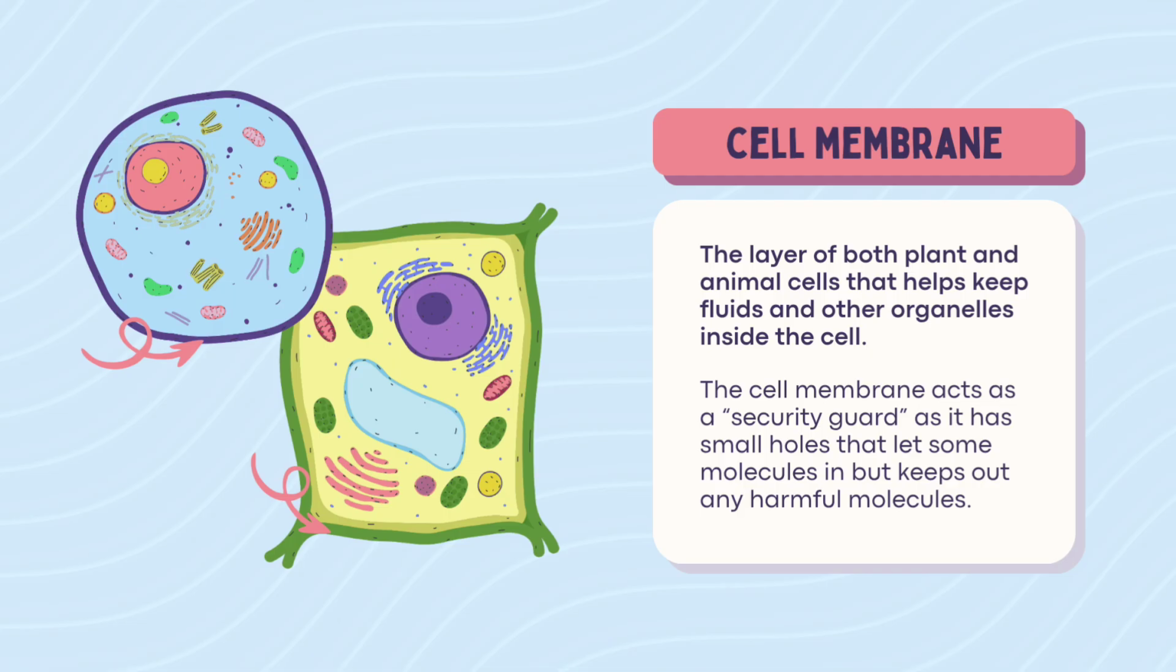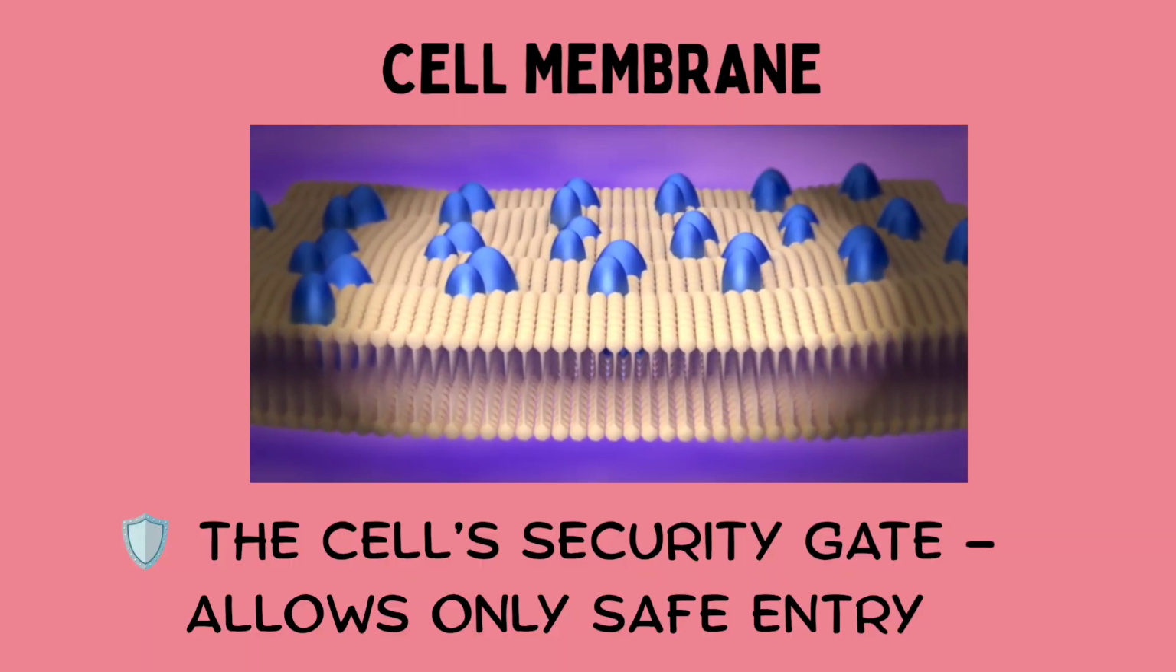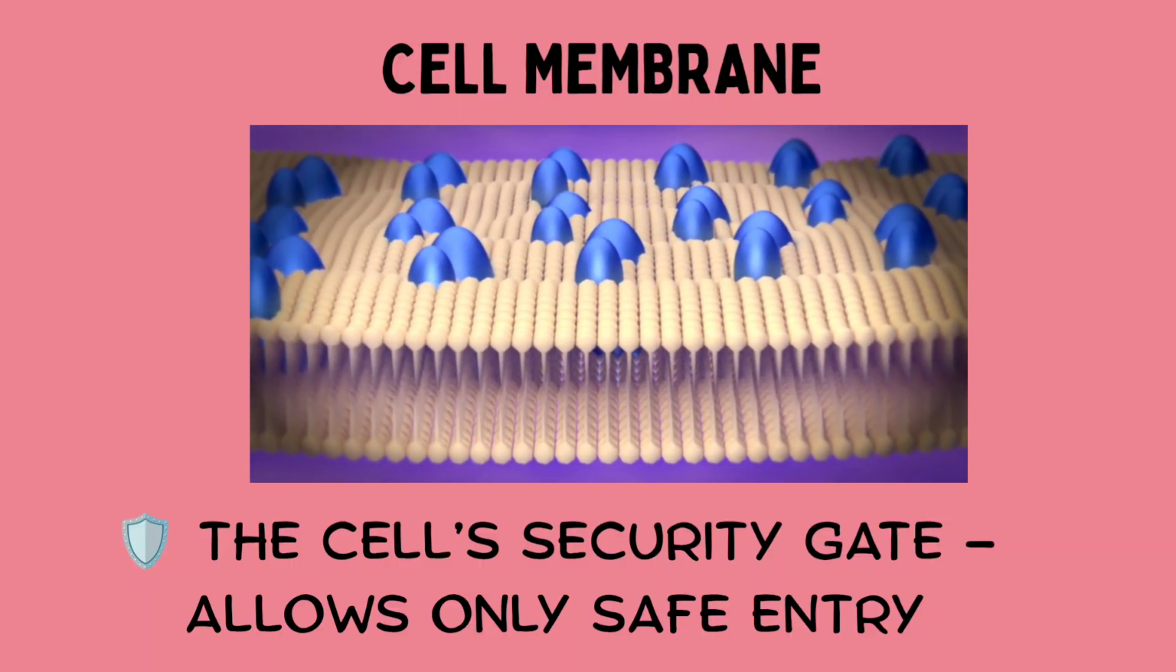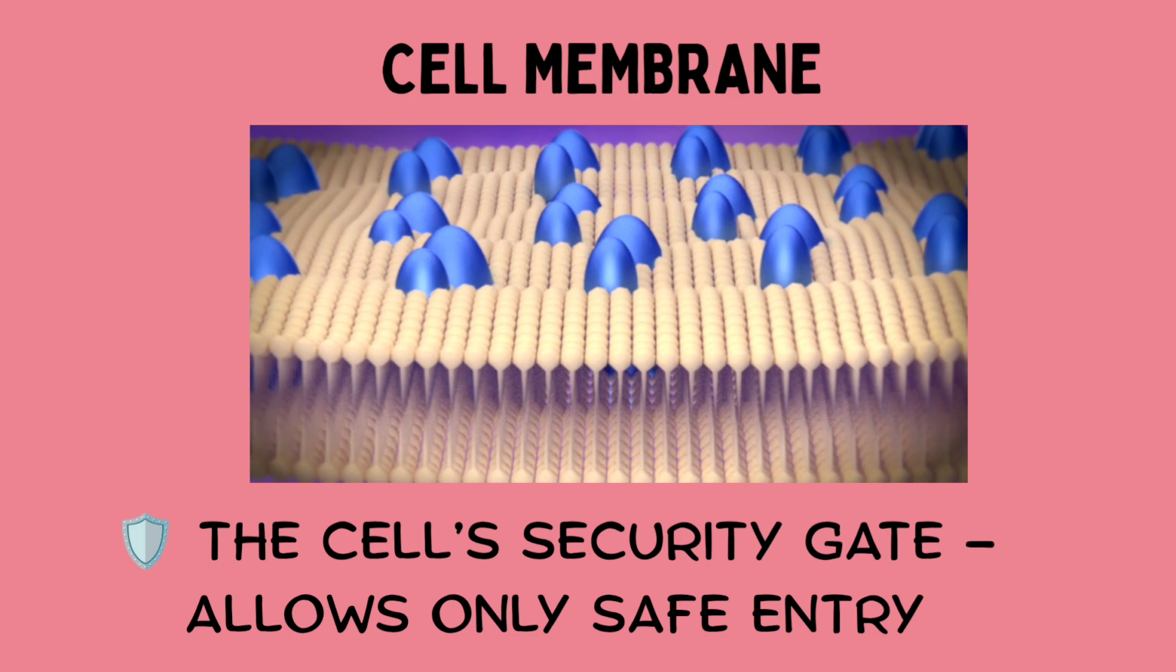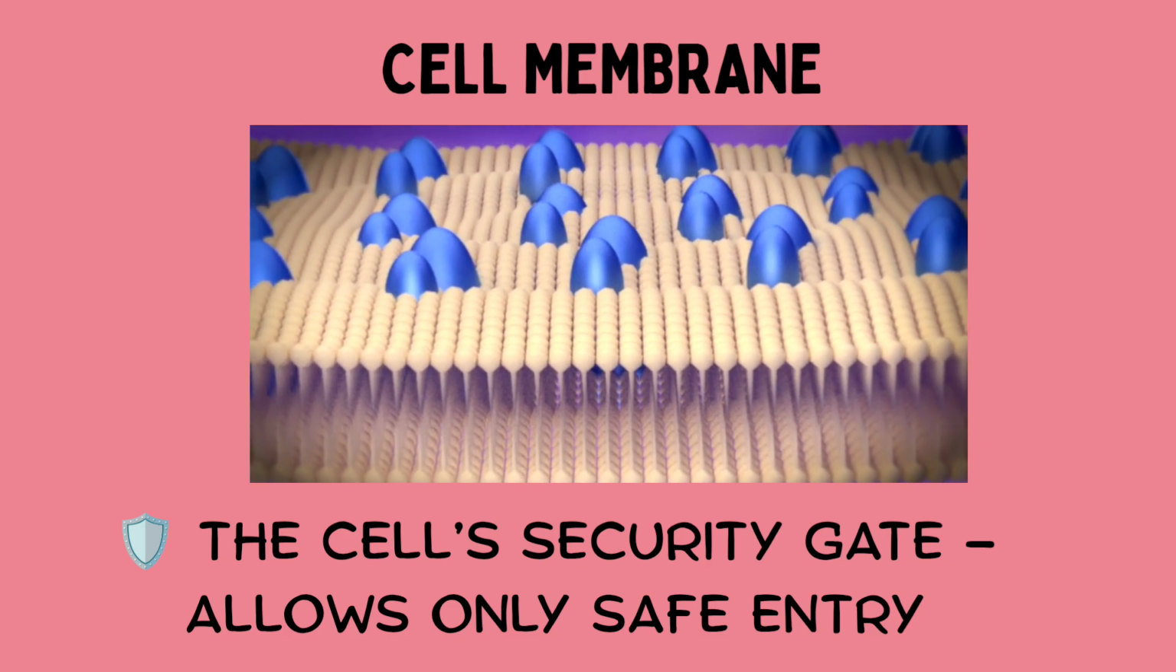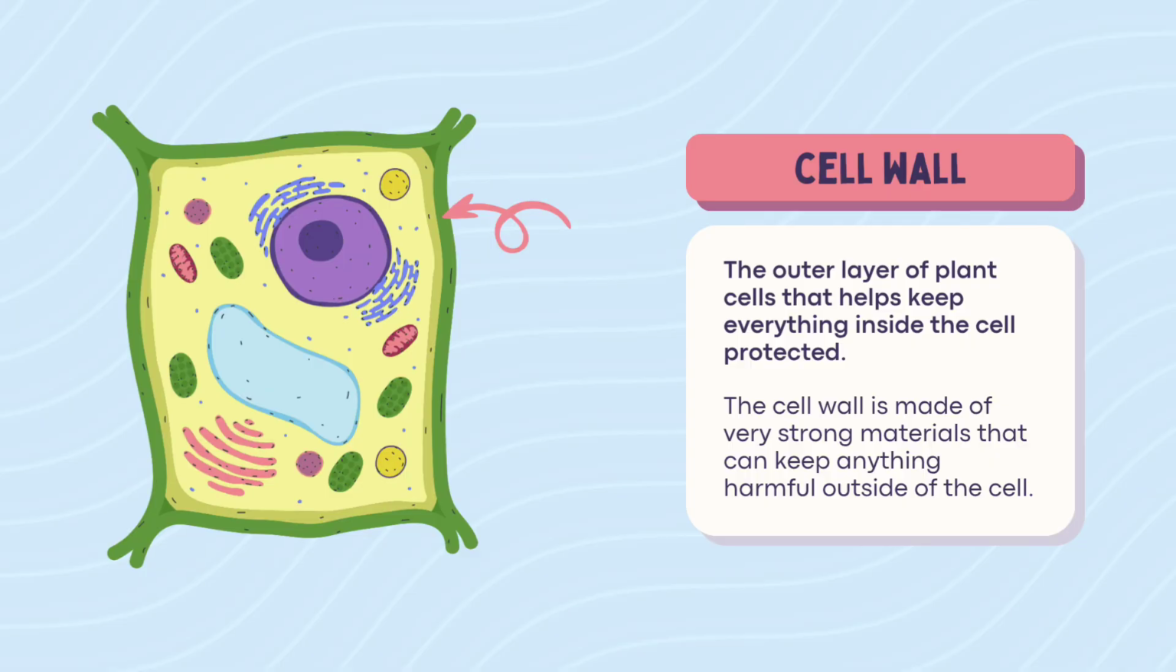First, let's examine the cell membrane. Cell membrane, the layer of both plant and animal cells that keeps fluids and other organelles inside the cell. It works like a security guard. Only certain molecules like nutrients and water can enter, while harmful substances are kept out. This helps the cell stay safe and maintain a stable internal environment.